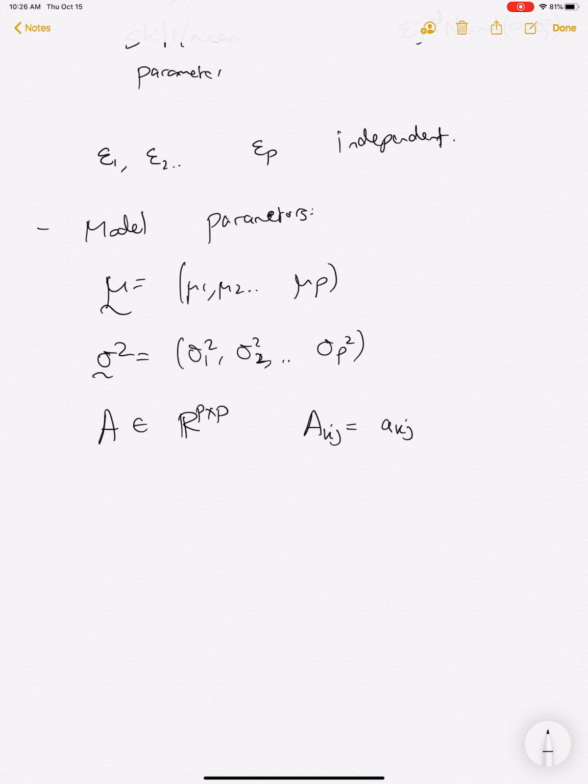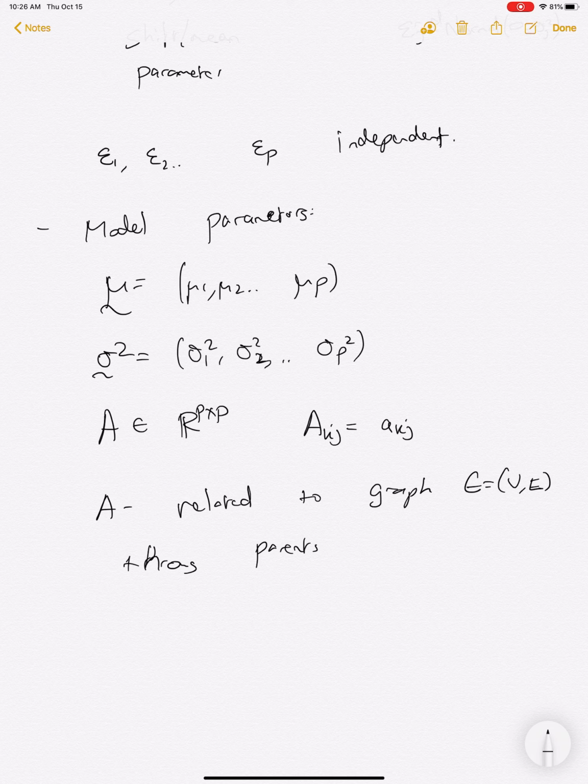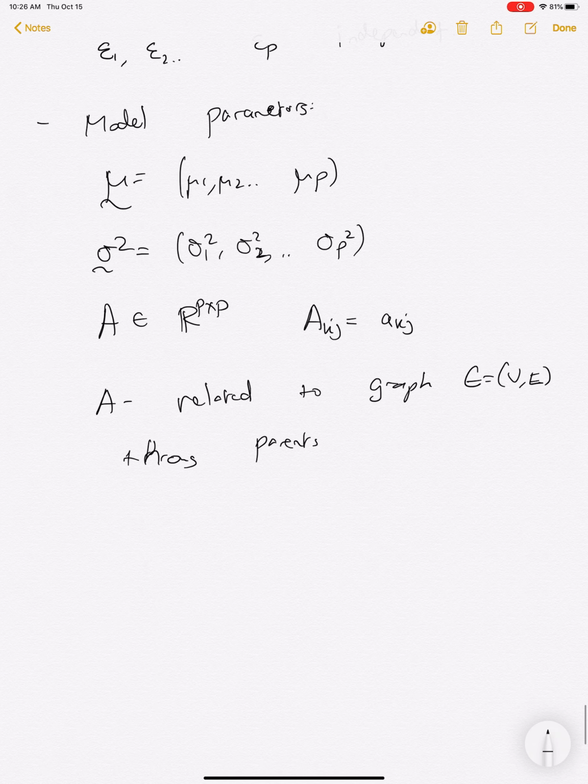Okay, and note that A is related to the graph G equals (V, E) through parents, because note that we have that a_kj is not equal to 0 if and only if xk is a parent of xj.